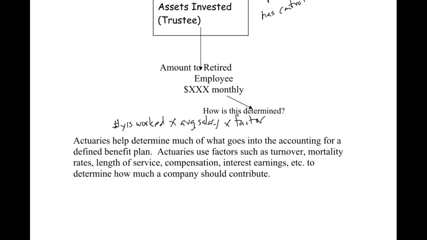A big factor in these types of plans are actuaries, because there's a lot of estimates. Let's think about this formula right here. If the company has to pay that to their retired employees until they die, we need to be able to estimate the number of years they're going to work, what their highest salary is. We need to estimate how long they're going to live. All those types of things have to be estimated. So we use actuaries to help us come up with how much we should contribute to the plan.